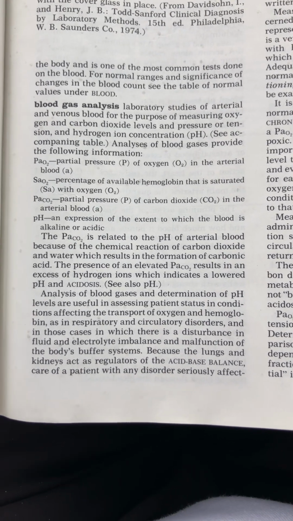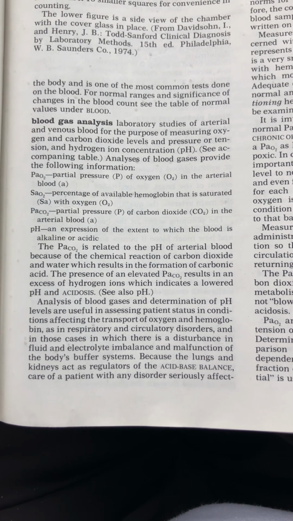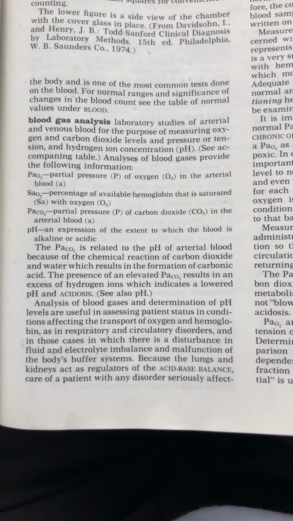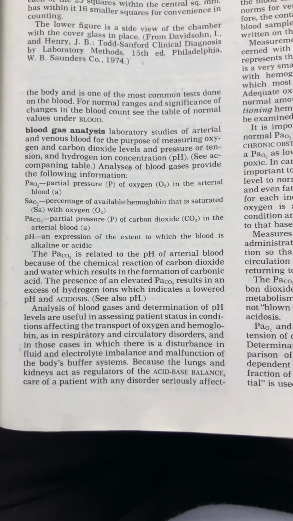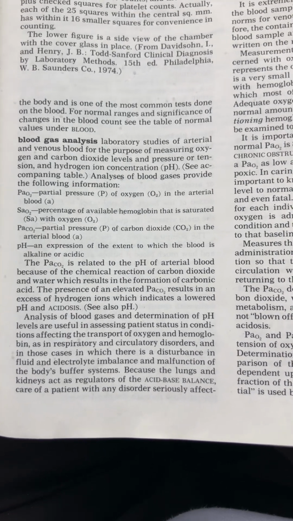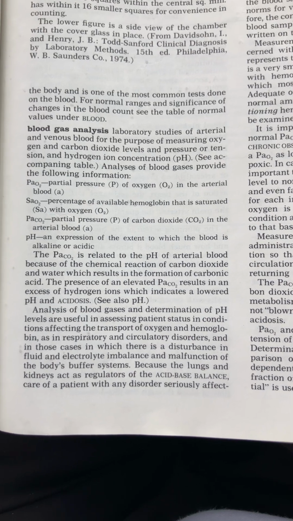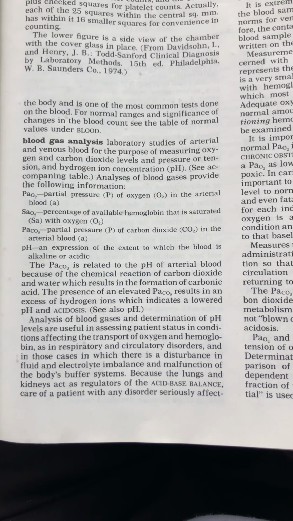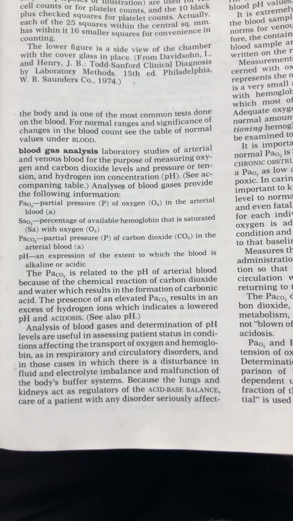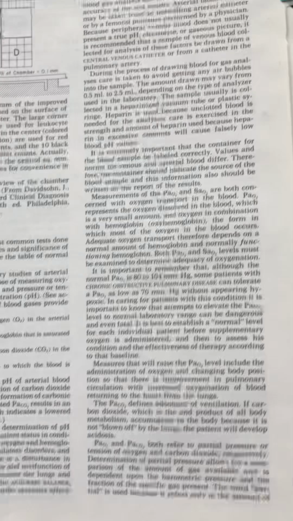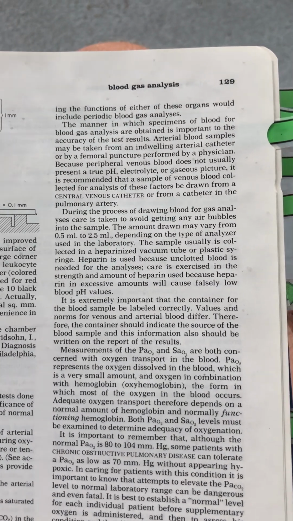See also pH. Analysis of blood gases and determination of pH levels are useful in assessing patient status in conditions affecting the transport of oxygen and hemoglobin, as in respiratory and circulatory disorders, and in those cases in which there is a disturbance in fluid and electrolyte balance and malfunction of the body's buffer systems. Because the lungs and kidneys act as regulators of the acid-base balance, care of the patient with any disorder seriously affecting the functions of either of these organs would include periodic blood gas analysis.